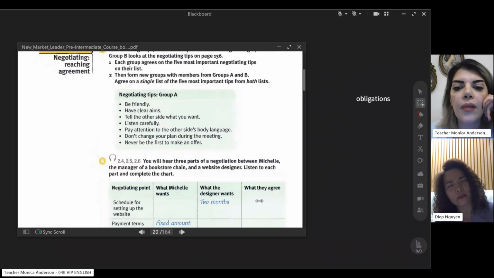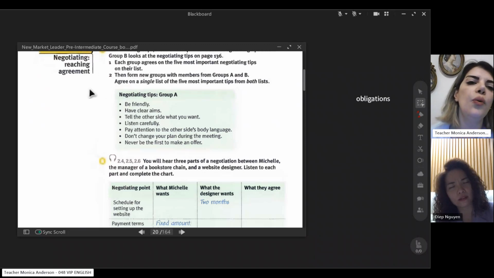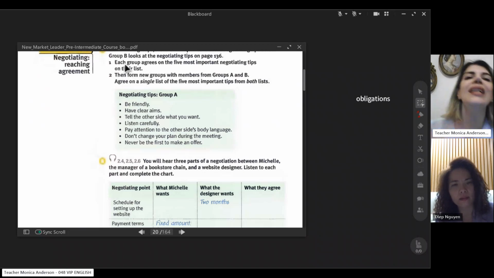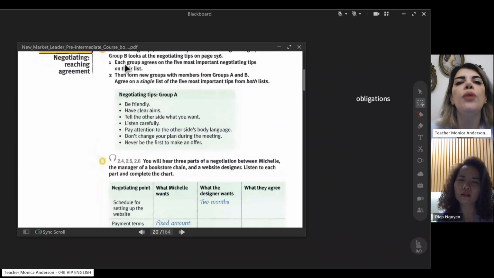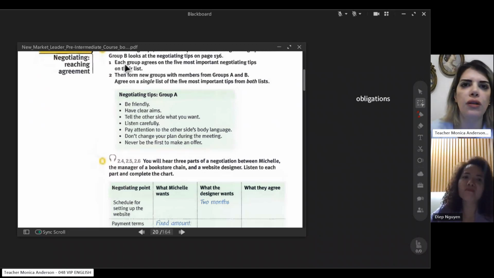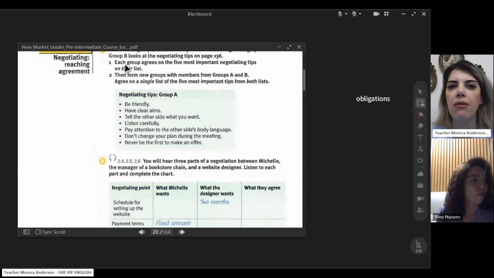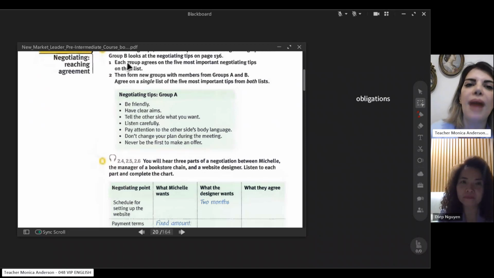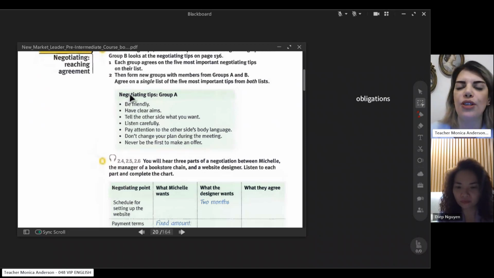Yeah, can you repeat? Of course. As you can see, we have some tips here. We're going to discuss them. You want to reach an agreement with a company, and there are some tips that can help you to reach your aim. Which one do you think is useful? Which one is not really essential, not necessary? I want you to discuss them using modal verbs.